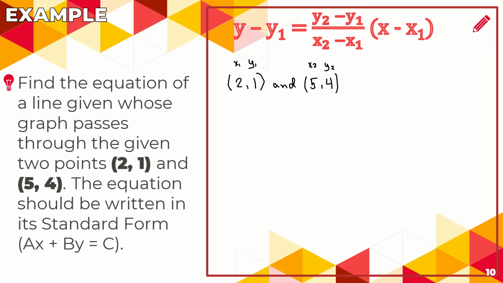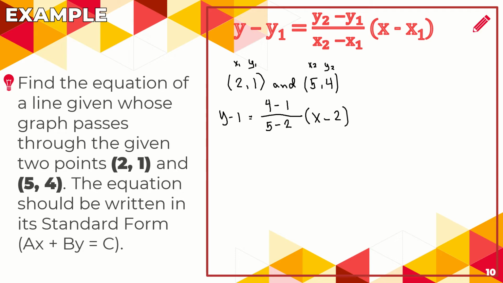First thing to do is to substitute the given values in our formula. So y minus y sub 1, which is 1, equals y sub 2, which is 4, minus y sub 1, which is 1, all over x sub 2, which is 5, minus x sub 1, which is 2. Multiply to the quantity of x minus x sub 1, which is 2.